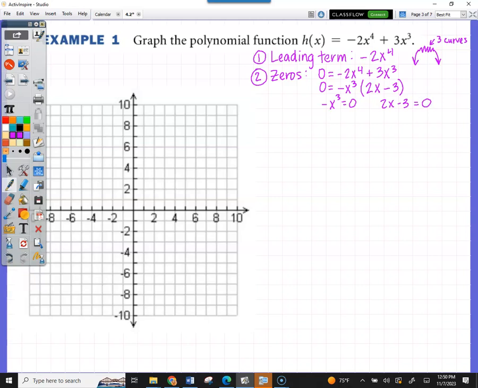Solve. Don't let the negative x cubed scare you. Yes, it is 0. You're going to get rid of the negative. Then you're going to cube root. I'll change color so you can see that. I'm cube rooting. And the cube root of 0 is 0.